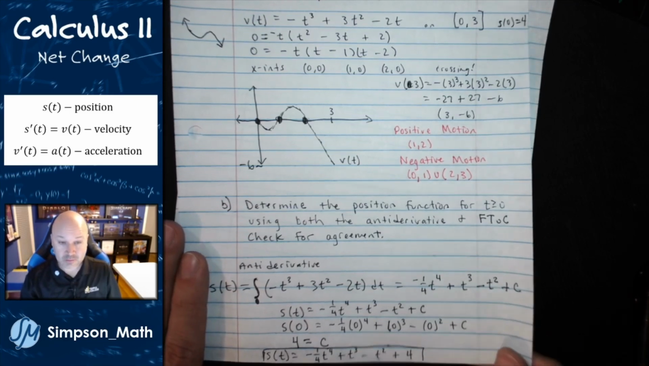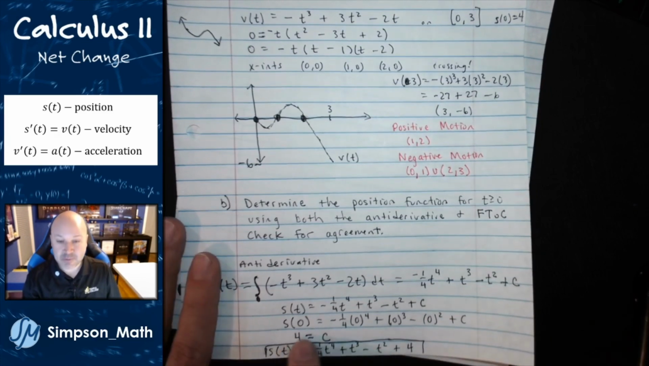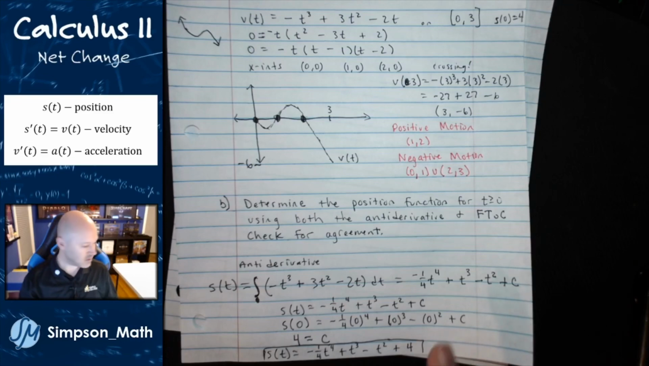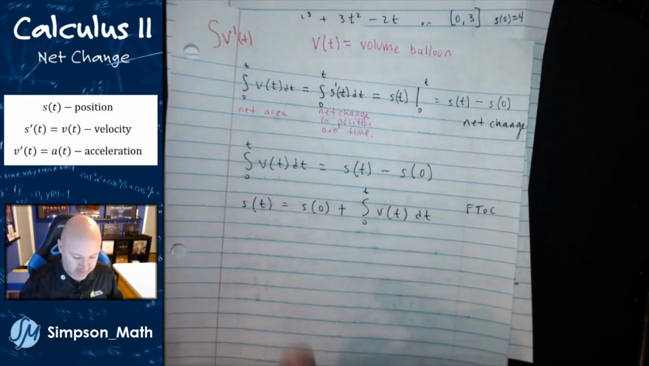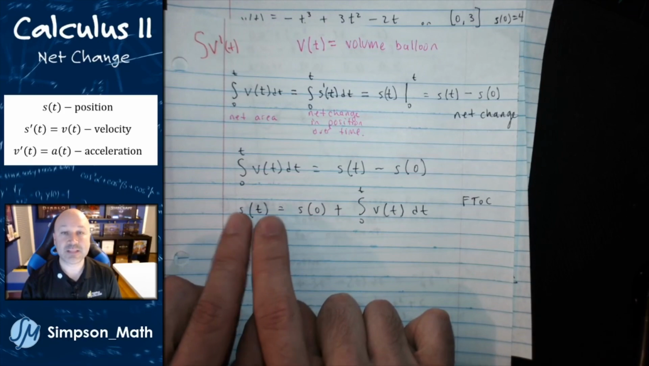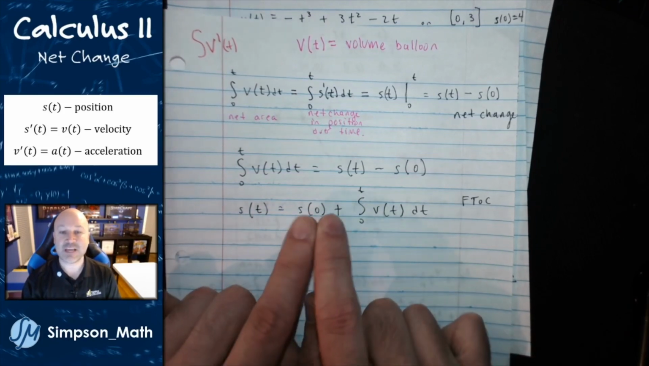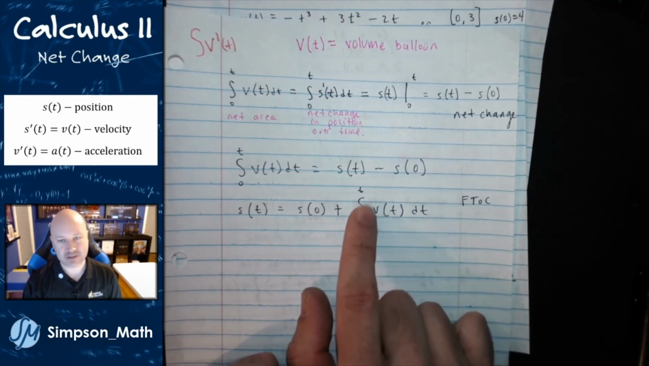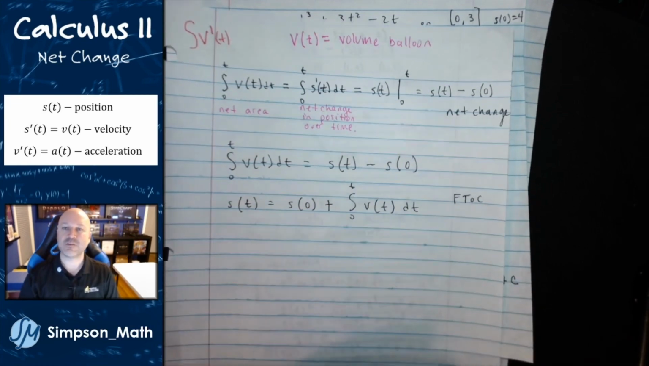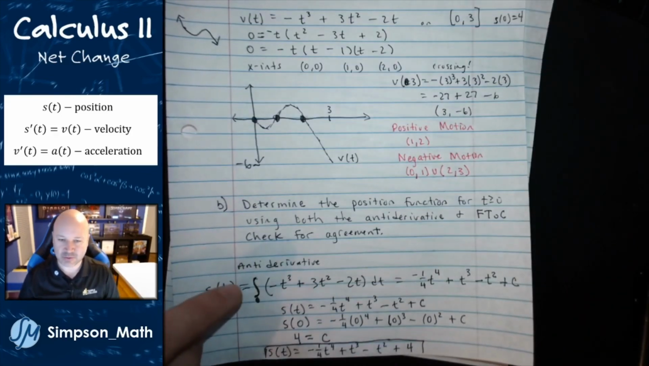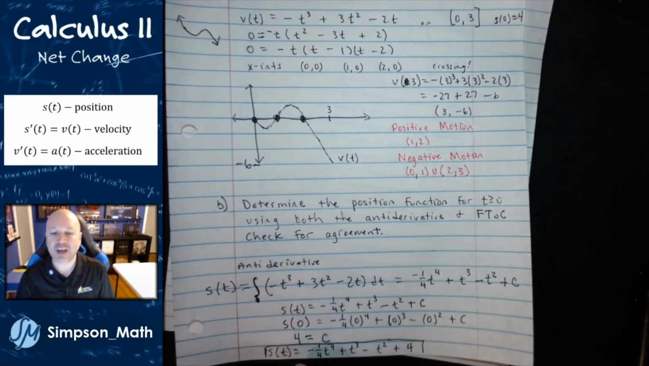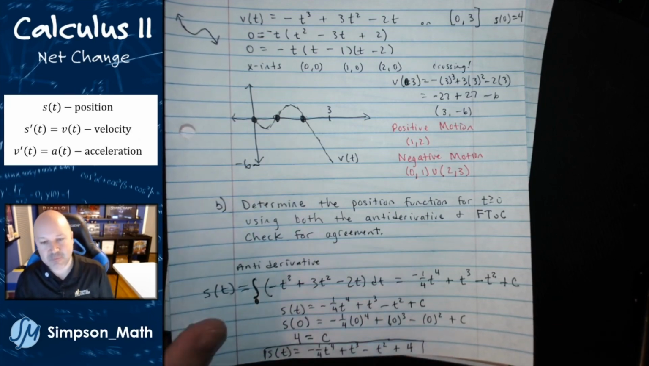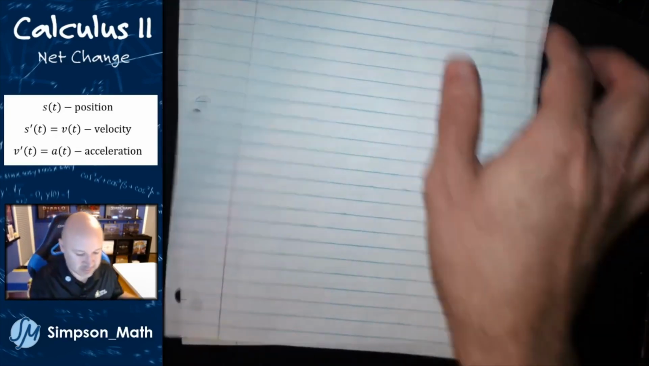Okay, let me now find the same position function, but this time I'm going to use the fundamental theorem of calculus. So we said last time, another way to find an antiderivative of the position function is to take the initial value, which was given to us, and then add a definite integral from 0 to t. So this was an indefinite integral we did, but we were able to calculate the position function. We're going to find that same position function using a different method.